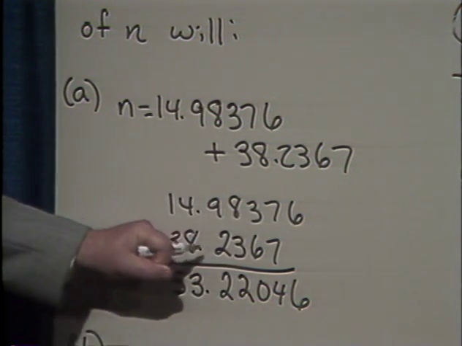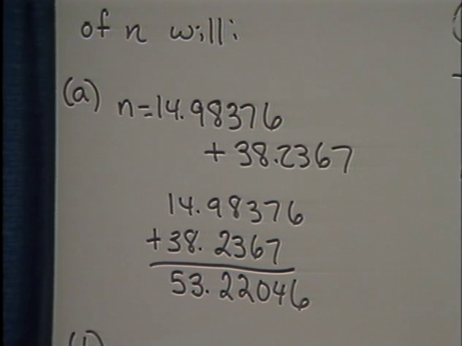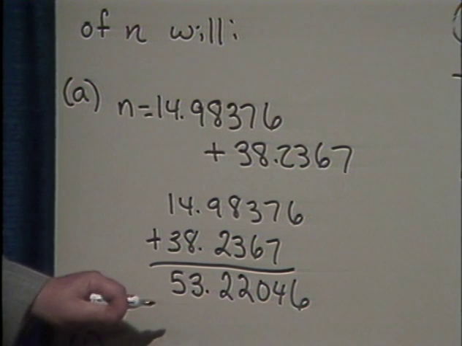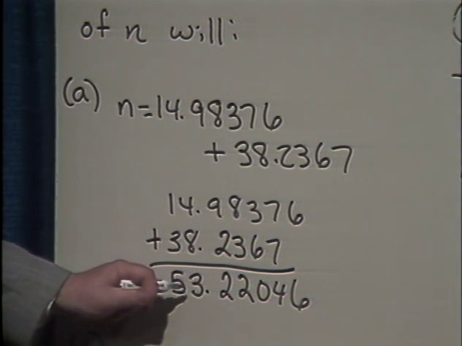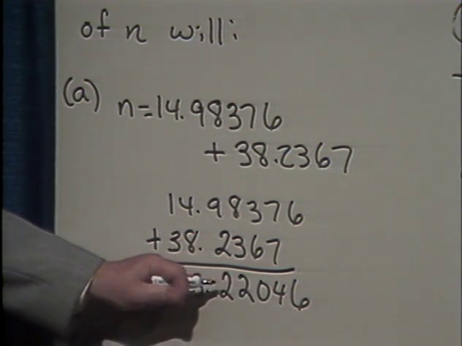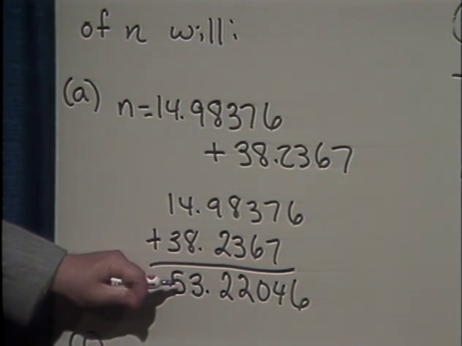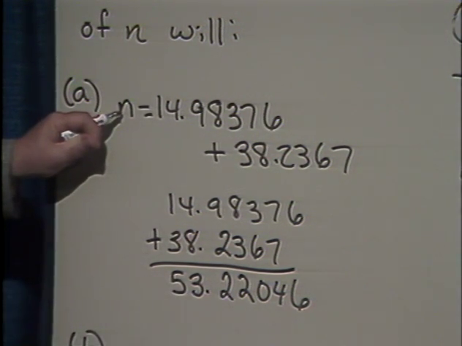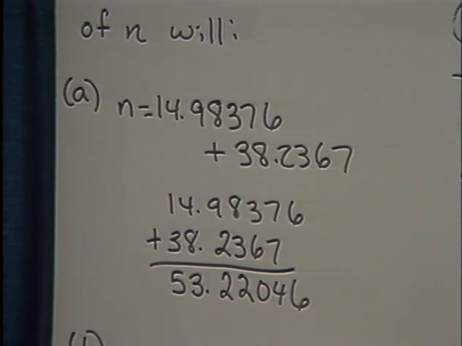14.98376 plus 38.2367. Well, see, now we're back to a Module 7 problem. We're just adding two decimals. With or without the calculator, the answer is 53.22046. And by the way, as trivial as it may seem, the check of this is that if you take this value, replace n by that, the resulting statement should be a true statement.